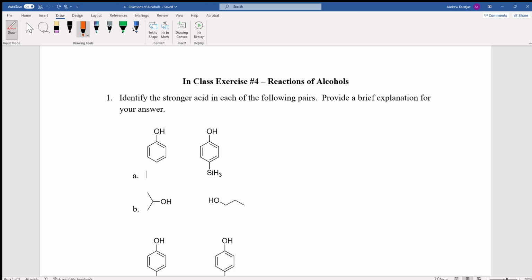So our first set of exercises for alcohol reactions looks at relative acid-base strength. And we know that we can approach problems like this either by looking at the strength of the acid or the strength or weakness of the corresponding conjugate bases. In our first question, we have two phenols, and the only difference is the presence of this silicon group on the second compound. Silicon we find on the periodic table directly below carbon.